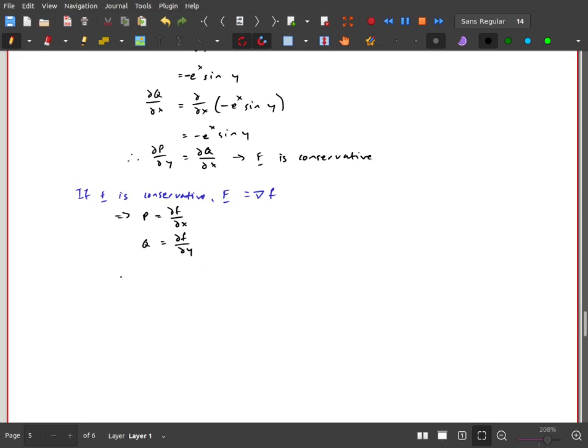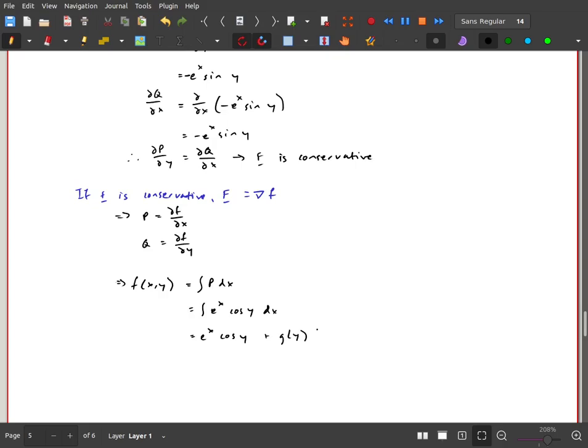Okay, so in order to find f, we can integrate either p or q with respect to either x or y, do a partial integration. So f of x and y, we'll just use p because it's the first one. So the integral of p dx, and p is equal to e to the x cos y, dx. So we're going to integrate that, and that will give us e to the x cos y plus, in this case, some g of y.